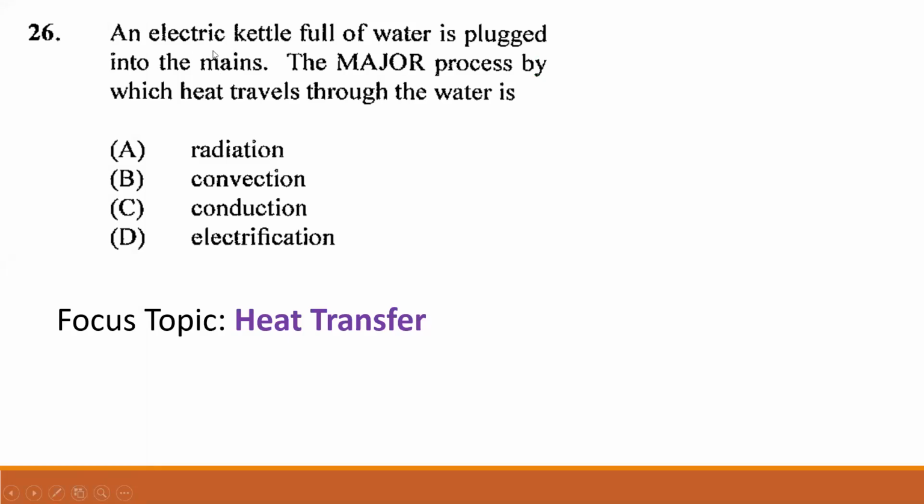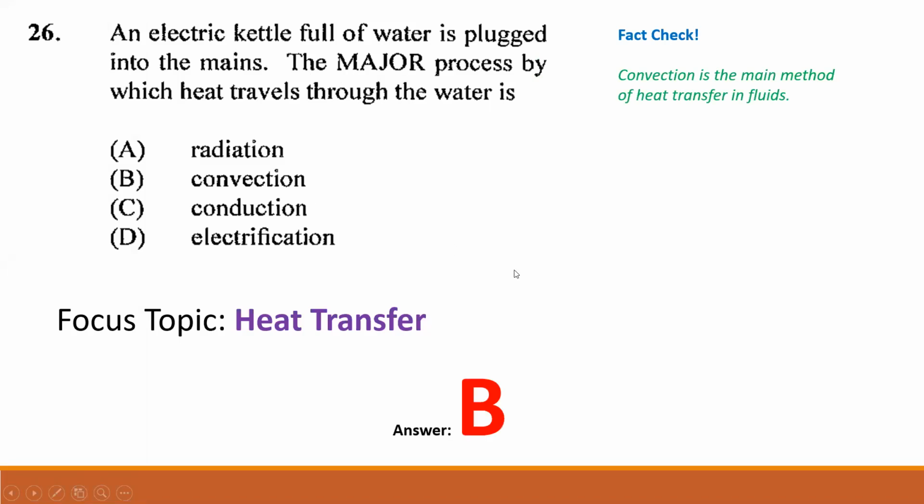Number 26, an electric kettle full of water is plugged into the mains. The major process by which heat travels through the water is... Convection is the main process through which heat travels in a liquid. And so convection is the answer, B.